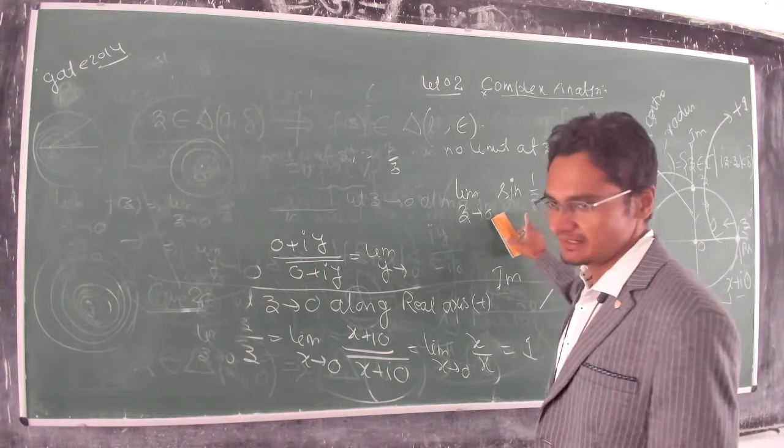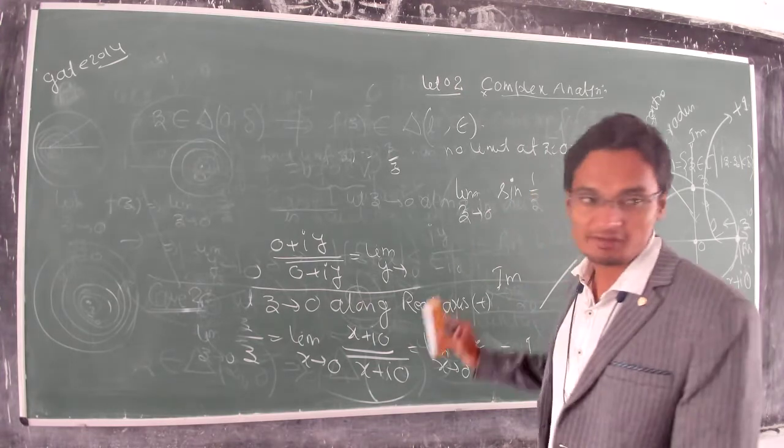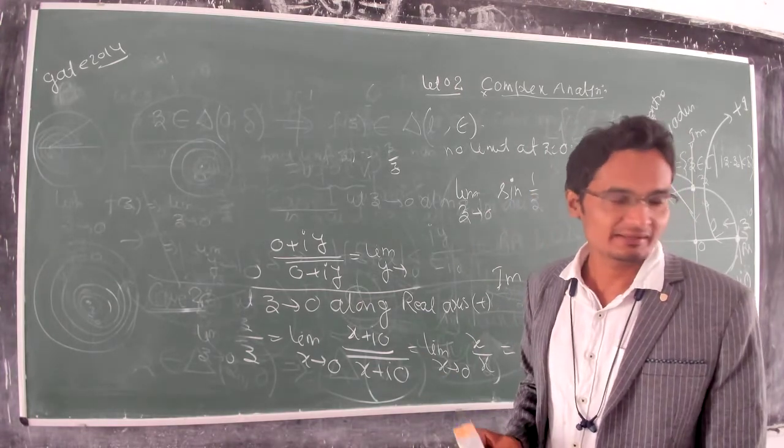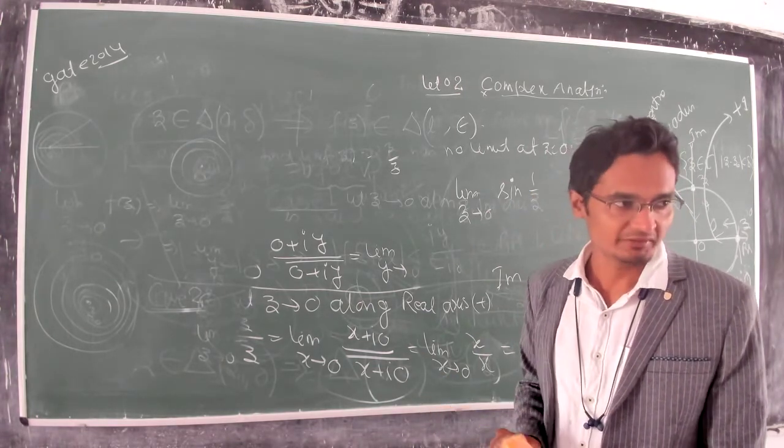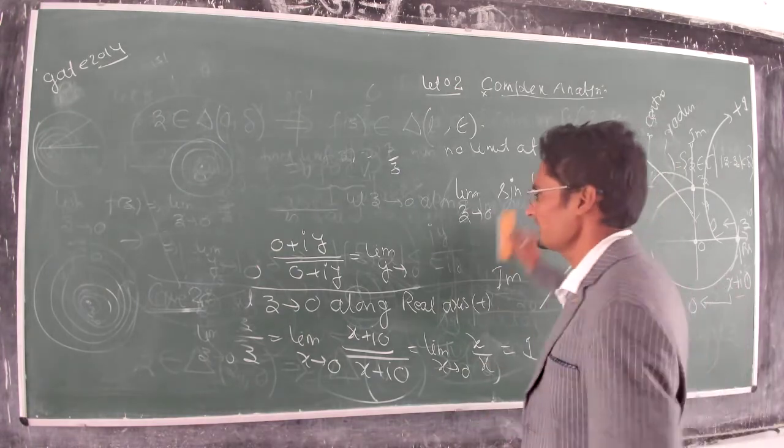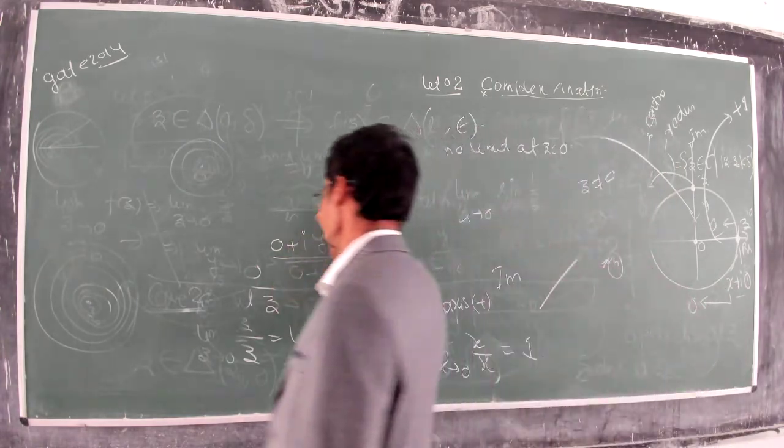This implies that if you are going to infinity, what does this mean? This implies that this is not bounded. That's what it means. So the sin z function is not bounded. Yes sir.